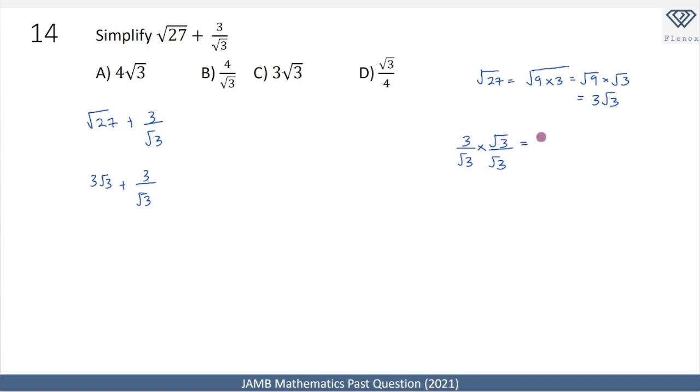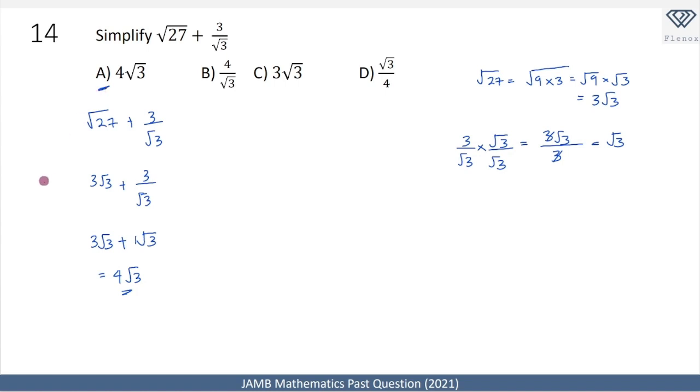So now this becomes what? 3 root 3 over root 3 times root 3, which is just going to be 3. And this 3 cancels out this 3. And that is what? Root 3. So 3 over root 3 is the same thing as writing root 3. So this invariably becomes 3 root 3 plus root 3. Now, this is just like having an invisible 1 over here. So 3 root 3 plus 1 root 3 is the same thing as what? 4 root 3. And that makes option A the correct option.